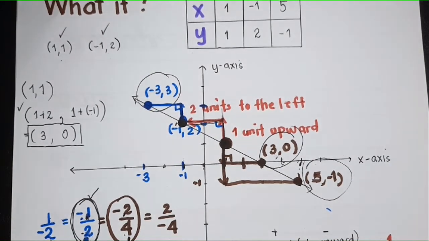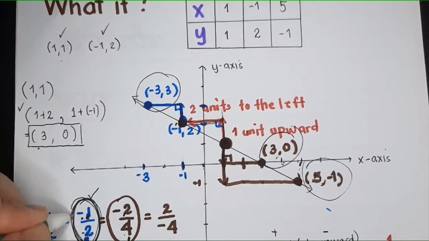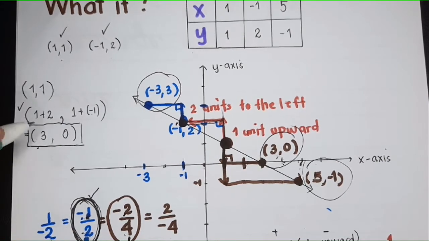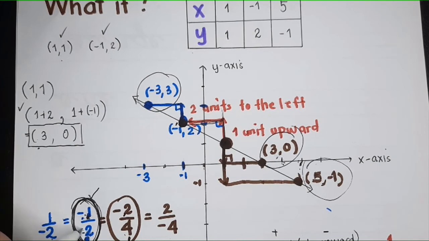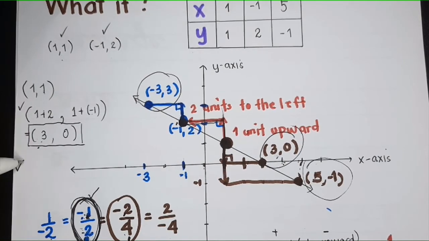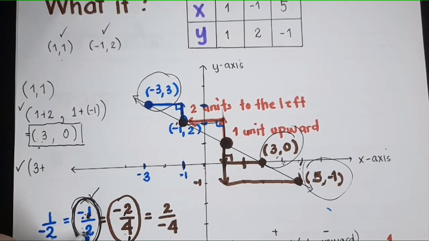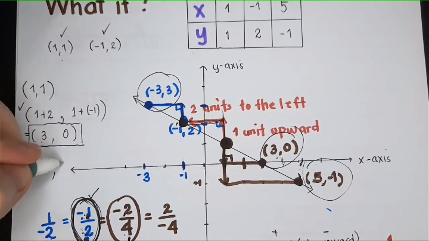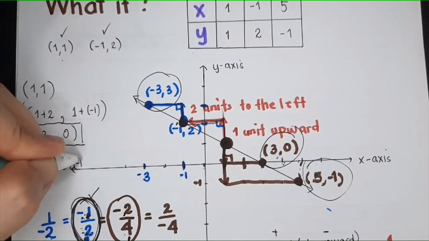So, you can repeat this again and again. For example, you have 3, 0. You can have another point. We'll start here. Remember, this is the change in y and this is the change in x. From 3, 0, let's get another point. What do I add to 3? This one. Plus 2. What do I add to 0? Negative 1, so plus a negative 1.